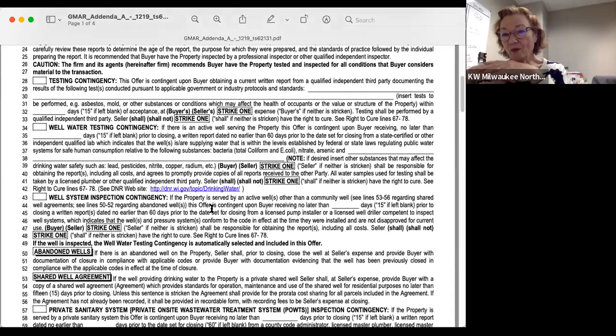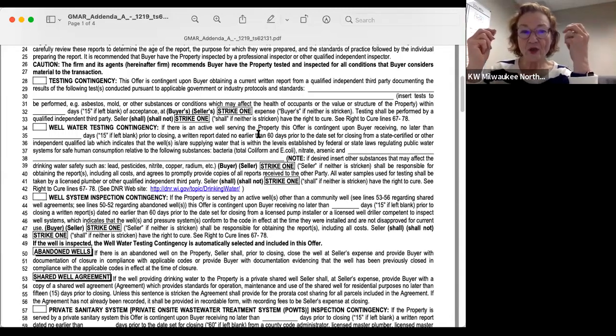Now, the other main reason that people attach an Addendum A to their offer to purchase is if there's a private well and/or a private septic. If you're working somewhere out in the country and they do have these active wells serving the property, this offer is contingent on the buyer receiving no later than blank written report. And this is where these are tricky. They want these to be current, no earlier than 60 days before the closing.